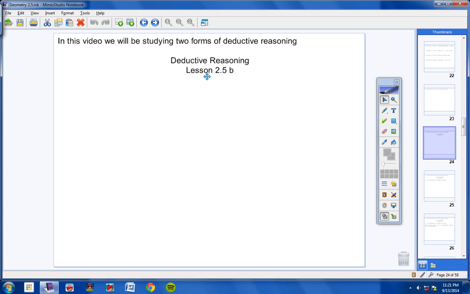Alright, here we go. Your heading today will be deductive reasoning. Please copy that in your notes. Deductive reasoning, lesson 2.5b. The other day we covered lesson 2.5a, and today we're going to be looking at lesson 2.5b. Be sure to include today's date. I'll pause just a second while you copy this down.